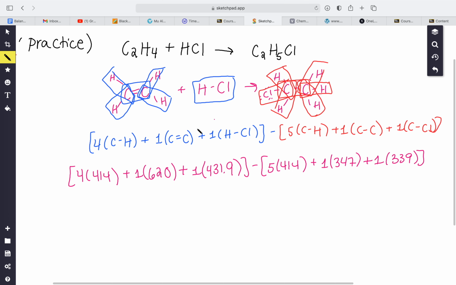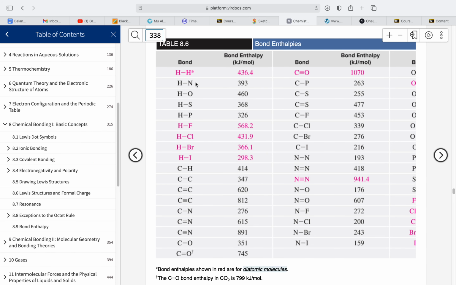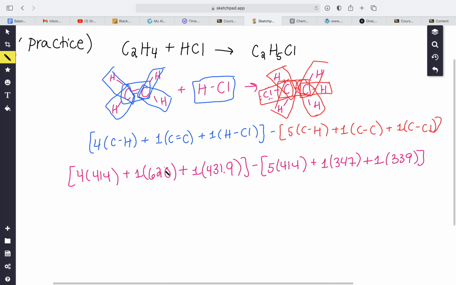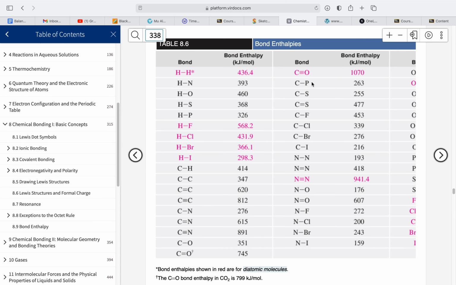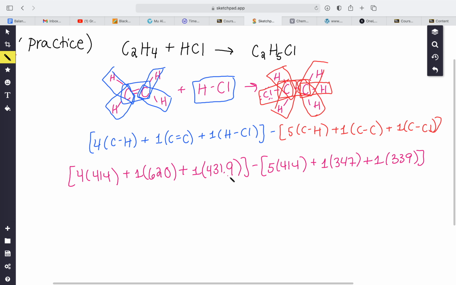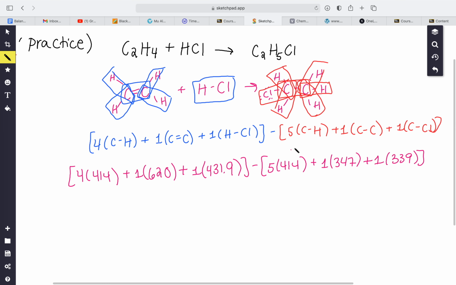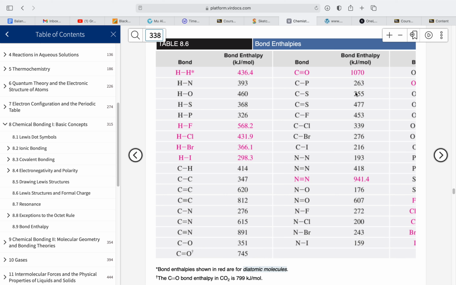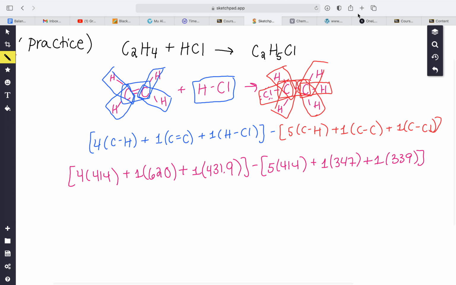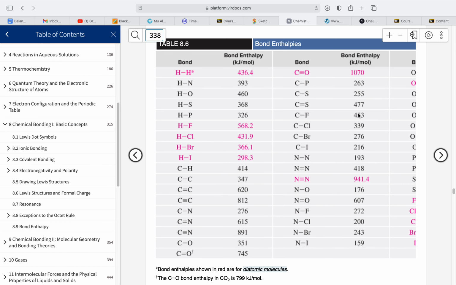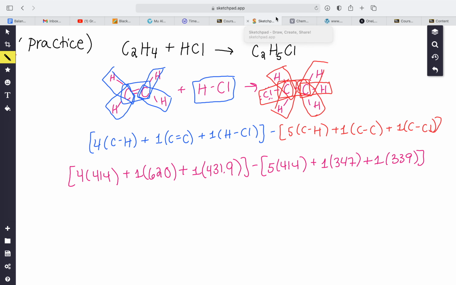Again, I'm just going to check myself. Carbon-hydrogen, 414. Carbon double bond, 620. The reason I'm checking myself is because there was a lot in this one. Hydrogen chlorine, 431.9. And that was carbon single bond, 347. Carbon-chlorine, 339. Okay, cool. So all those were right.